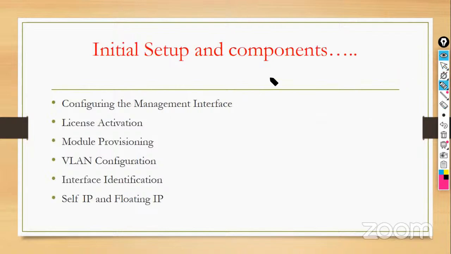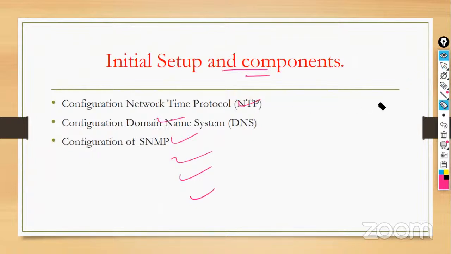So this will be the initial setup, or we can say components. You need to do the management interface configuration, then the license, then module provisioning. Then you need to configure the VLAN, identify the interfaces, and configure your self IP and the floating IP. And in the production environment, we need to configure these things as well: DNS, NTP server, SNMP also.